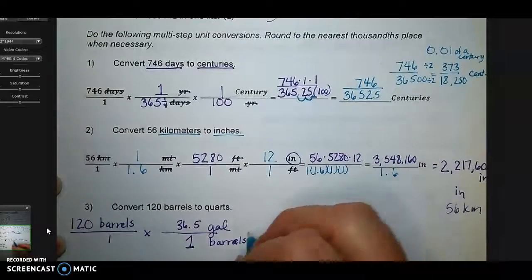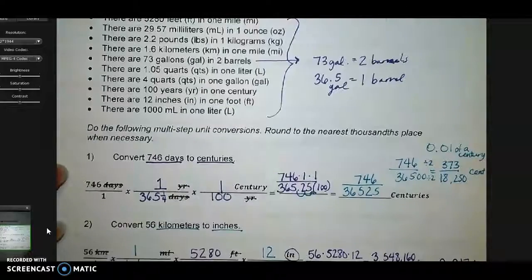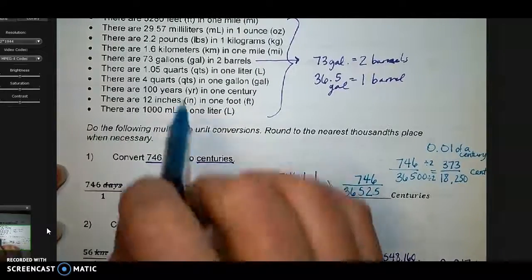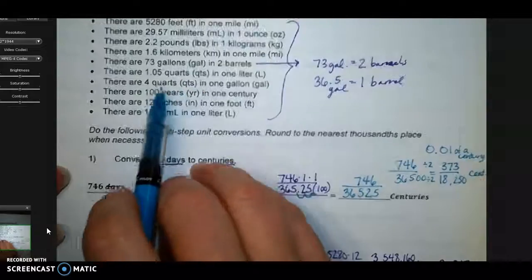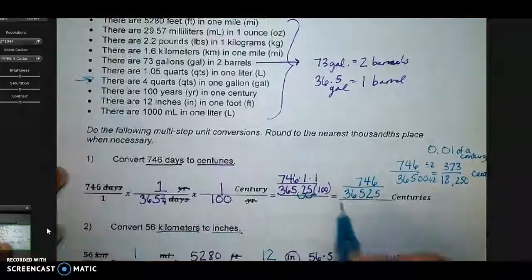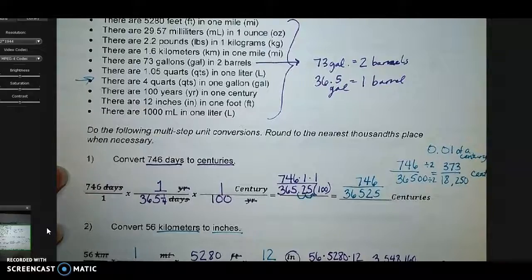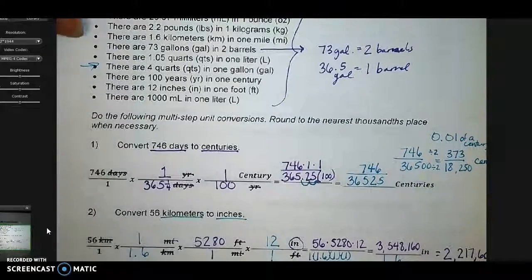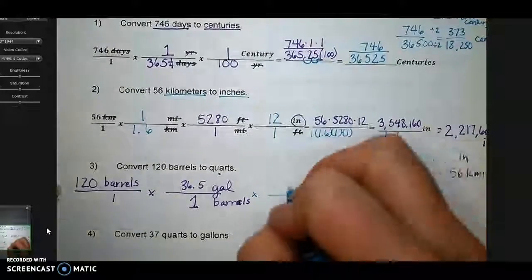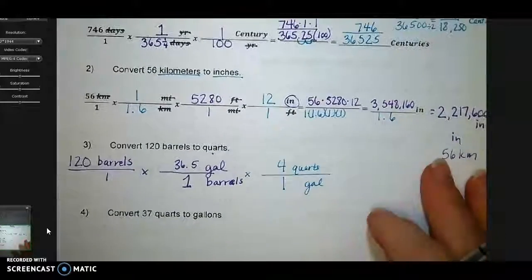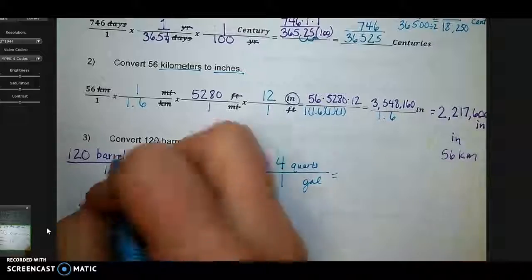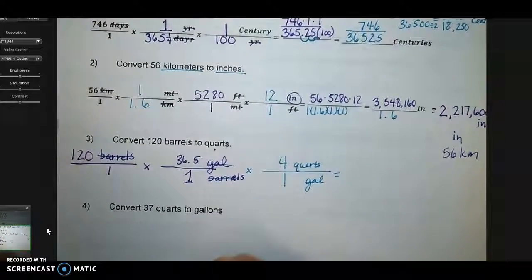Now, my next one is going to be gallons, and I'm trying to get to quarts. So do I have gallons to quarts? I've got quarts to liters. Oh, right here. That in 1 gallon, there are 4 quarts. Now, quarts is what I'm trying to get to. My barrels will cancel out. My gallons will cancel out.